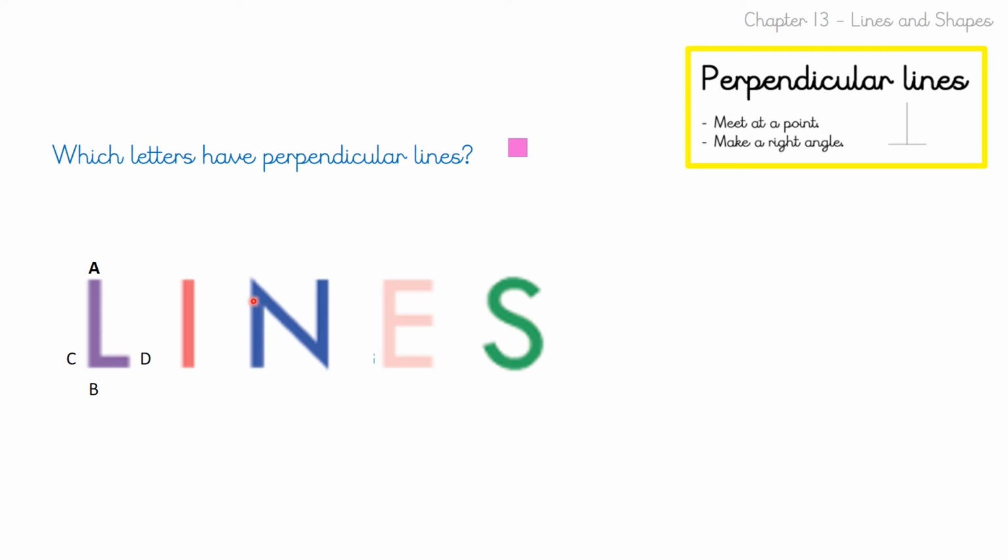Okay, letter N. Can you see any right angles in letter N? I can see 2 angles here, but they're not right angles. These angles are acute angles, angles that are smaller than a right angle. So even though they have lines that meet at a point, they do not make right angles, so they are not perpendicular lines. There are no perpendicular lines in letter N. Let's check E. Are there any right angles in letter E?